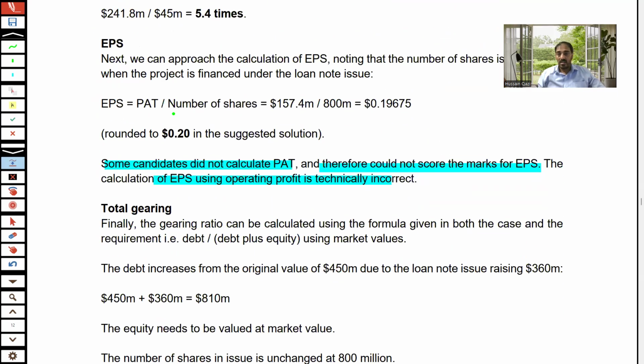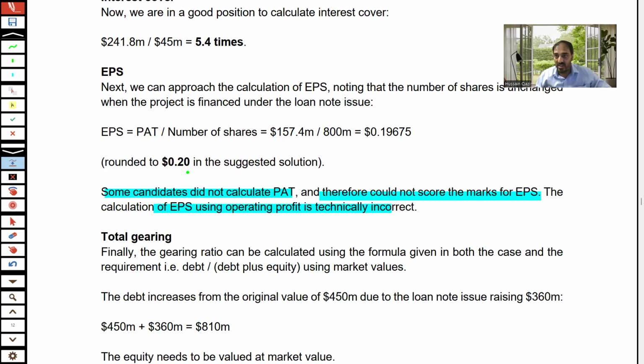Next point. Some complaints by the examiner. It's very much important. Some candidates did not calculate profit after tax, and therefore could not score the marks for EPS. For the calculation of EPS, some students at F9 level applied it wrongly: they calculated EPS as PBIT divided by number of shares. That's wrong, so be careful. EPS is about profit after tax.